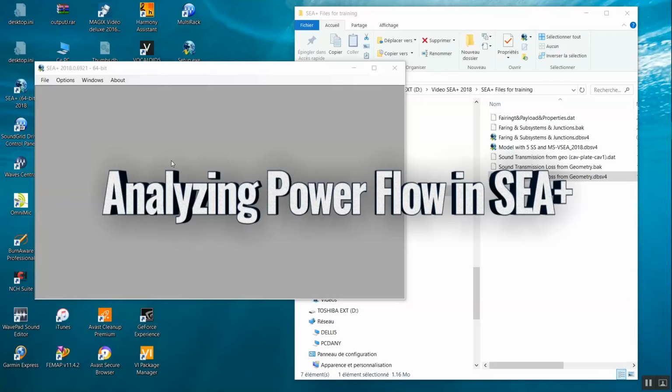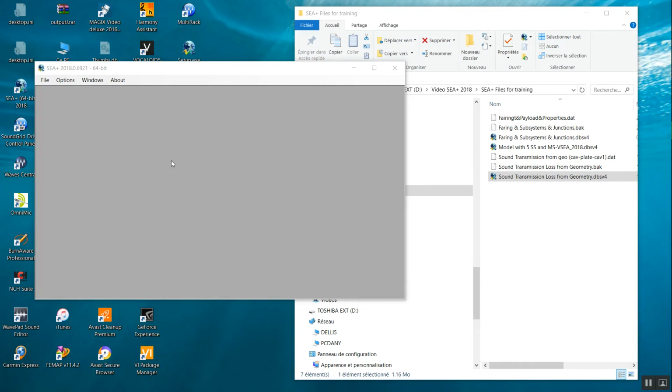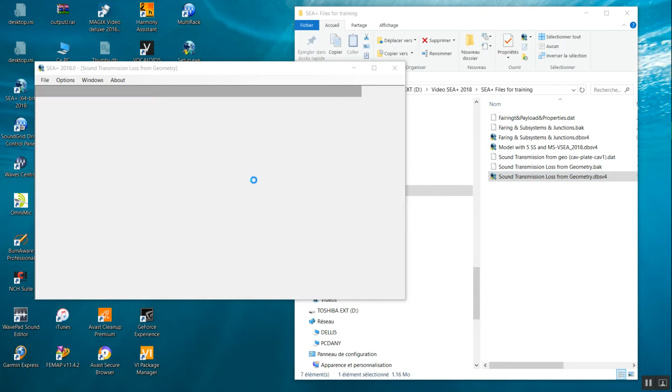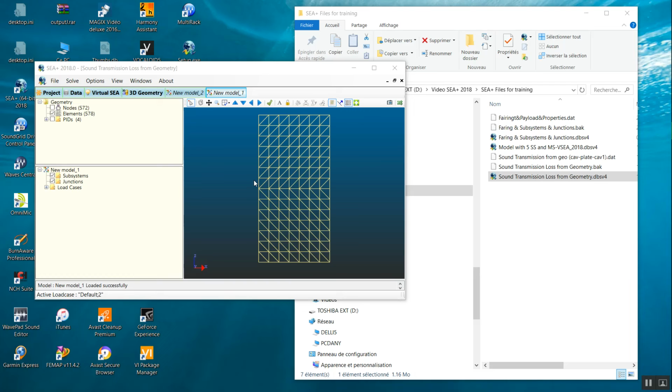Hello, welcome to this C+ session. We will investigate how the power flow display works in C+, based on a simple example. This simple example is a sound transmission loss panel embedded in the concrete wall.